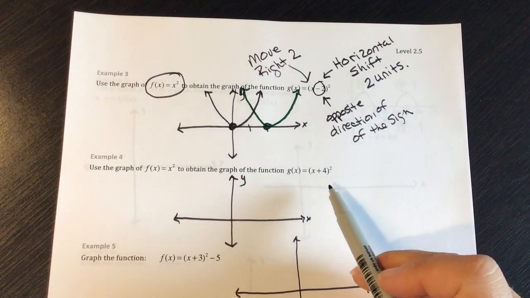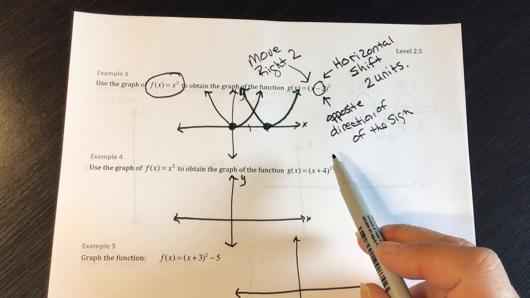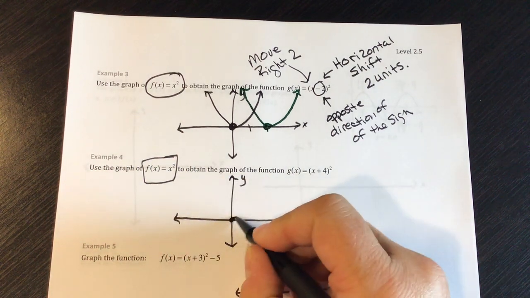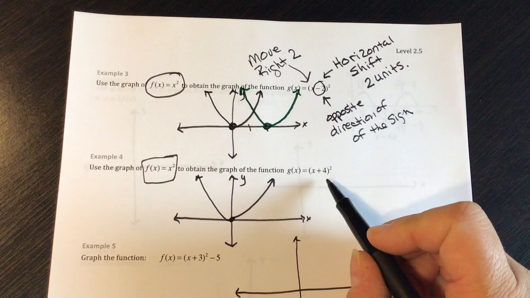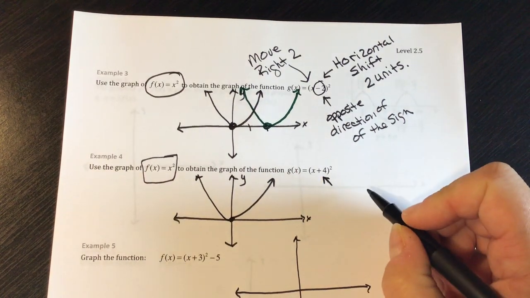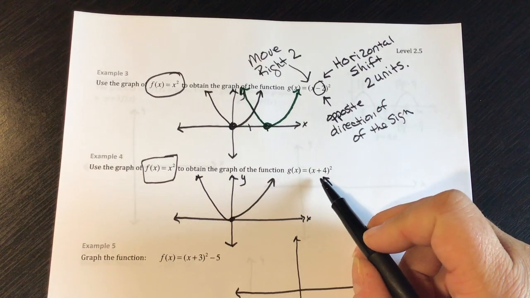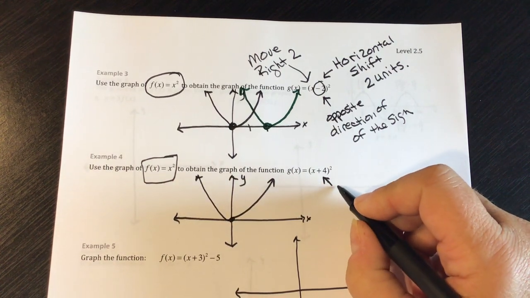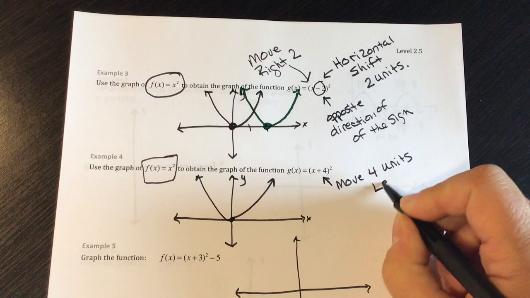All right, so right below it, we have another parabola with the function f of x equals x squared. So we'll draw our parent function. We always want to start off thinking, what does my parent function look like? And this time, I'm shifting horizontally, okay, because it's in the parentheses with x. I'm going the opposite of the sign, so I'm going to go in the negative direction 4 units. So I'm going to move 4 units left.